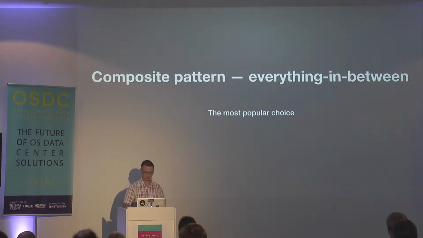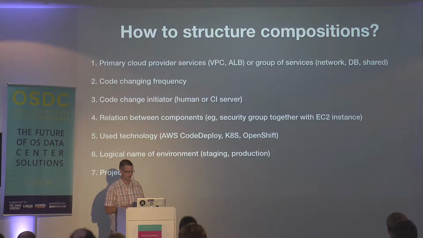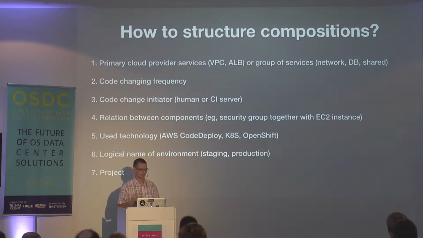I can just give some kind of guidelines or some ways how code can be structured and how compositions themselves can be structured. This is so, I would say, greenfield. So I cannot say that you have to group your code by, let's say, logical name of environment, because it may not be so relevant for you if you share some components between staging and production.